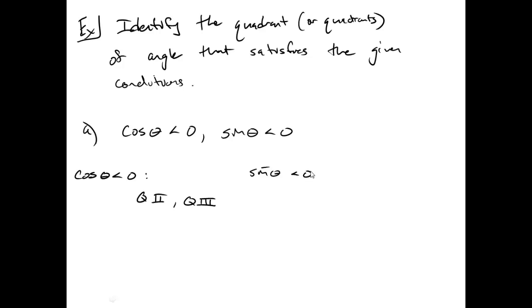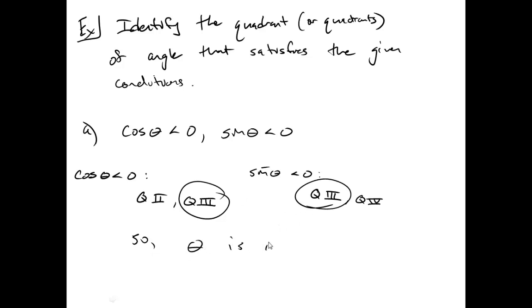Sine being less than 0 tells you that you're either in quadrant 3 or quadrant 4, because sine is negative in quadrant 3 and quadrant 4. It's positive in quadrants 1 and 2. So if cosine theta is less than 0 and sine theta is less than 0, it has both of these, then you need what's common to both. And the only place that both happens is quadrant 3. So theta is in quadrant 3.